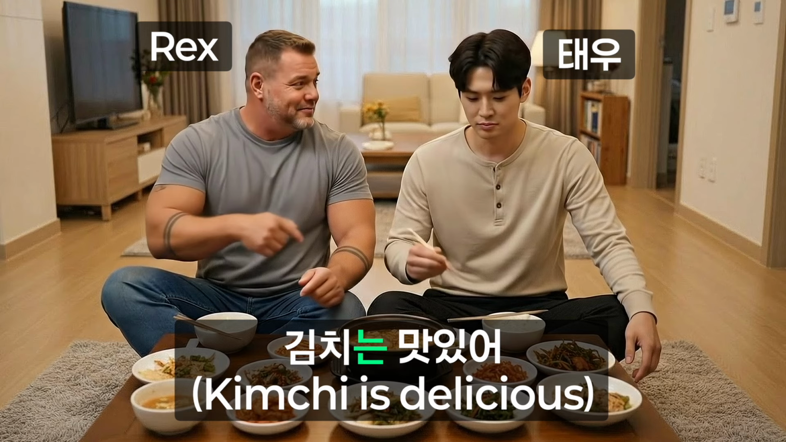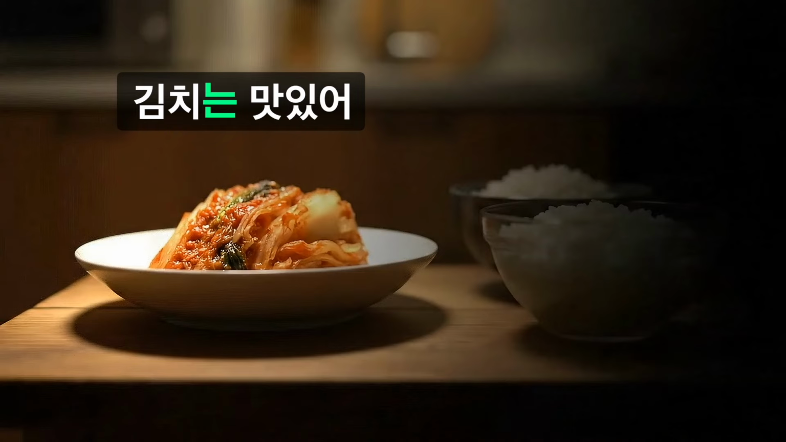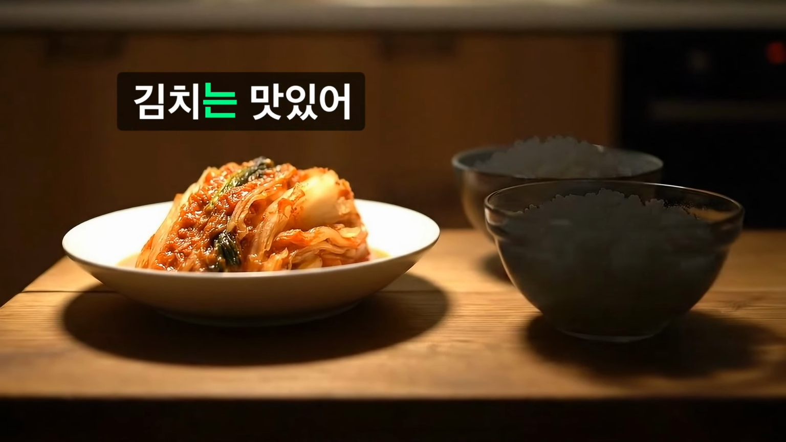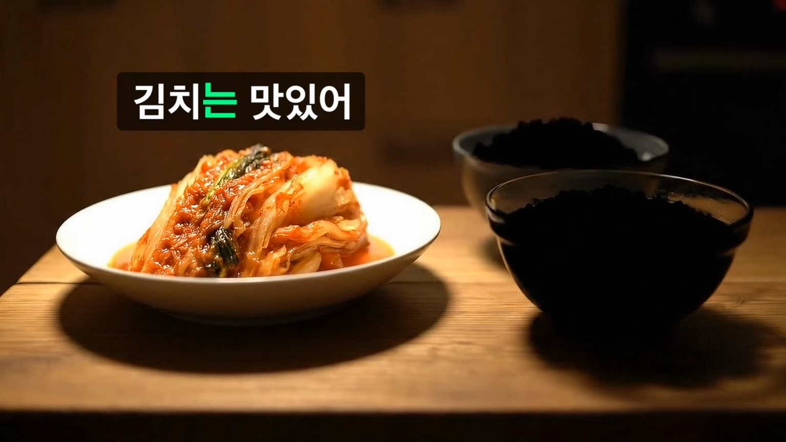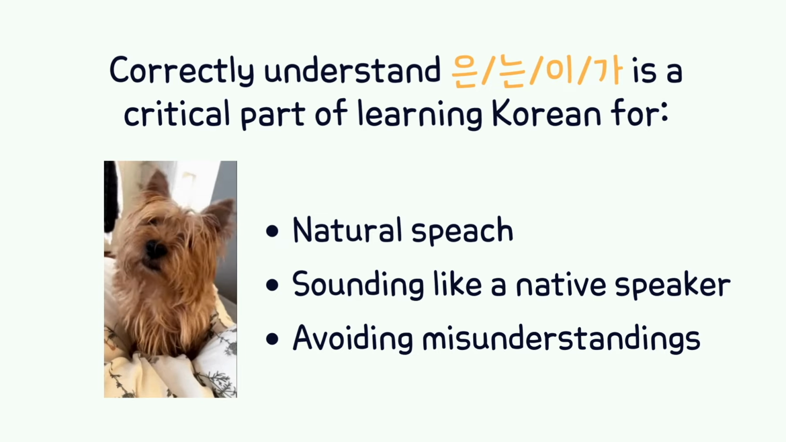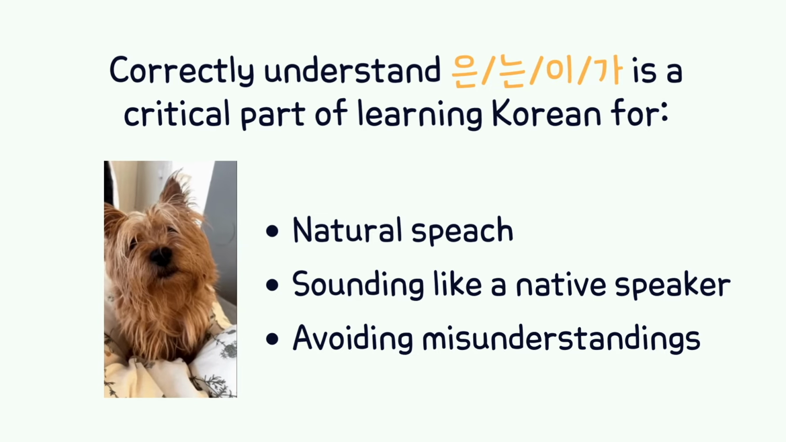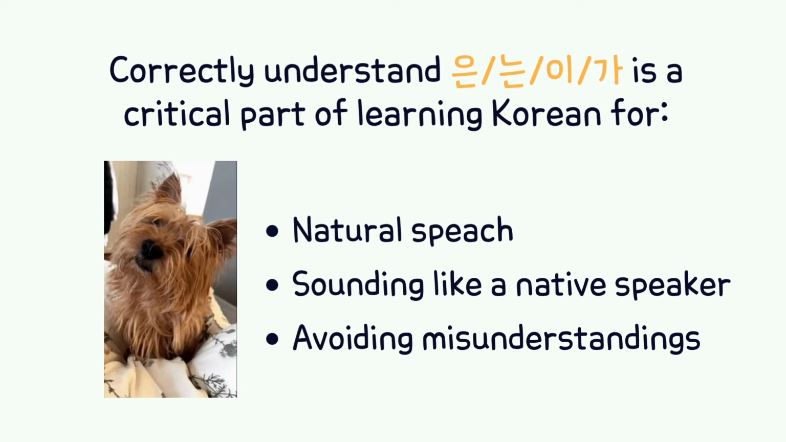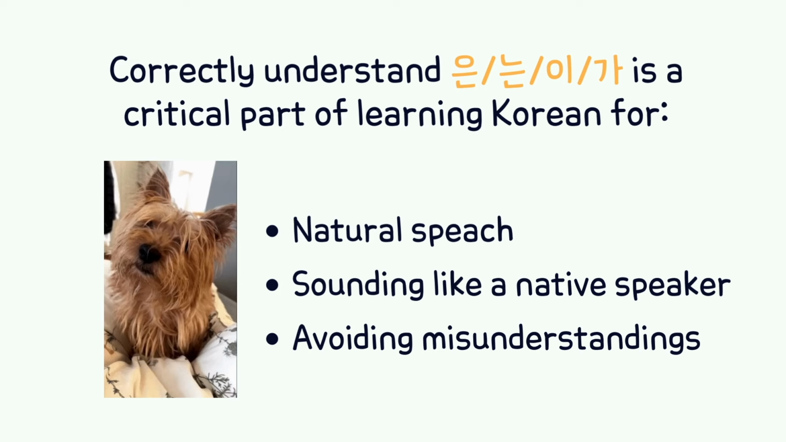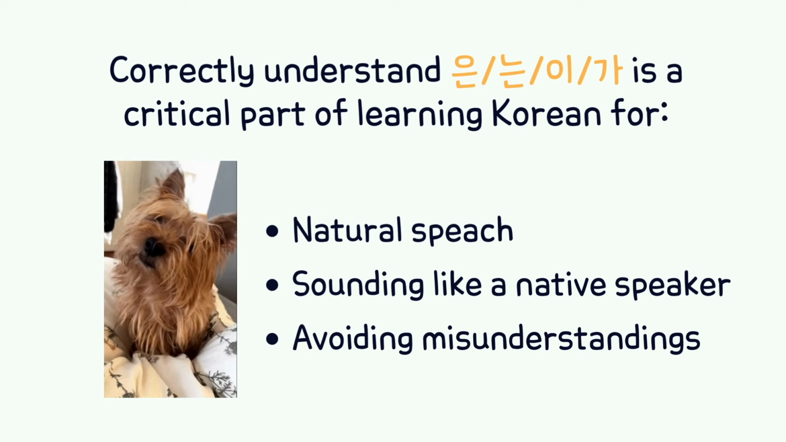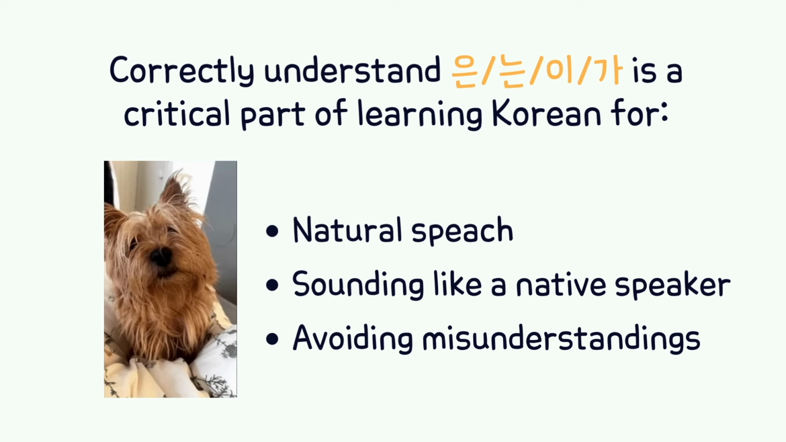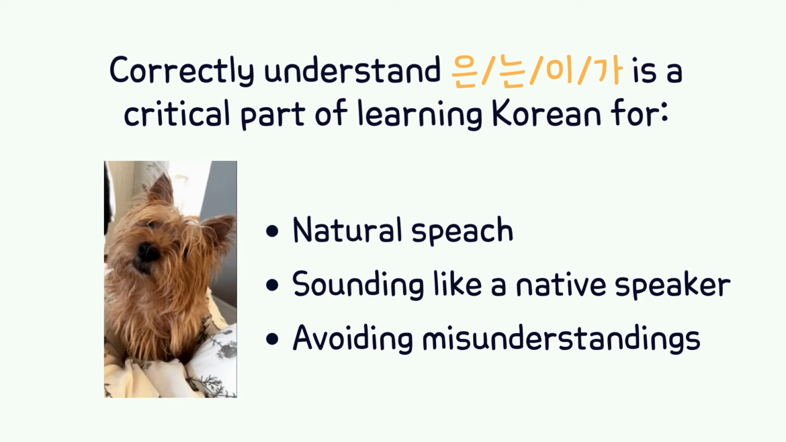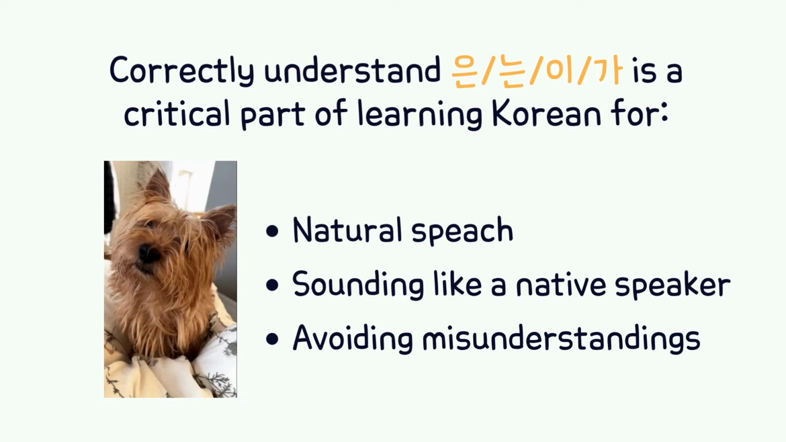What happened in the video was that Rex said kimchi is delicious, but Tae-woo was a little bit offended. This is because 는 adds an implication to the topic. 김치는 implies that the rest of the food is not so delicious. This video demonstrates the important reason why correctly understanding 는, 이, 가 is very important when learning Korean. Otherwise, your speech might sound unnatural, awkward, or even cause misunderstanding in worst cases.